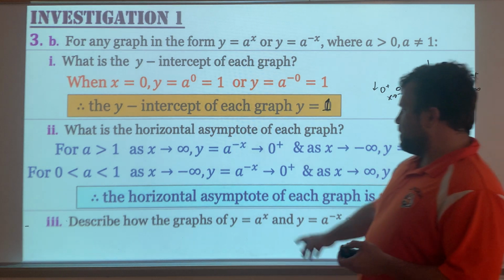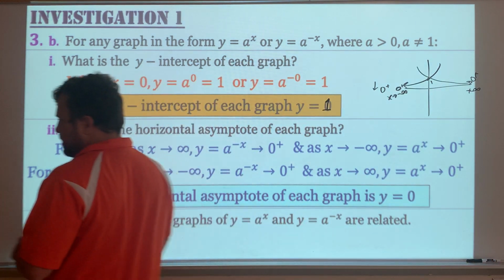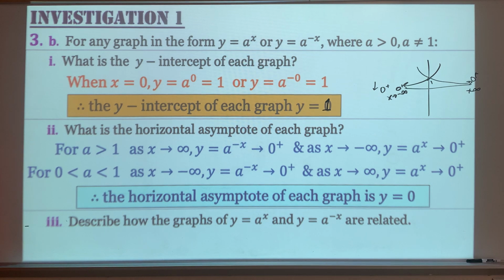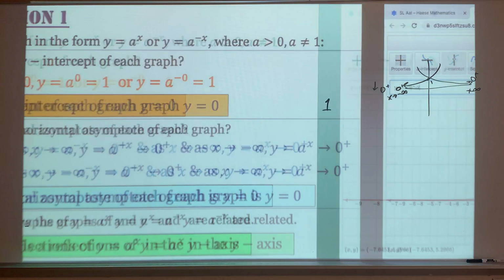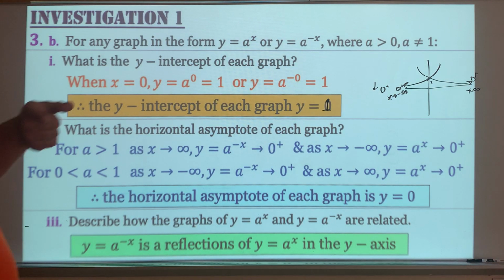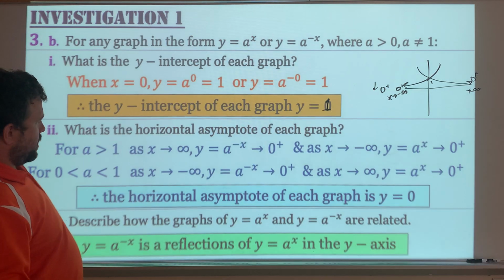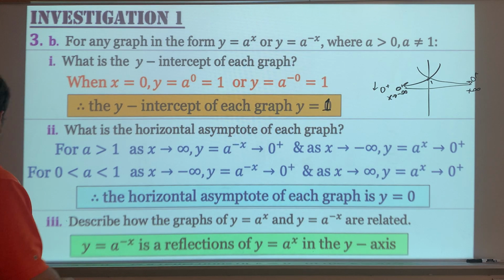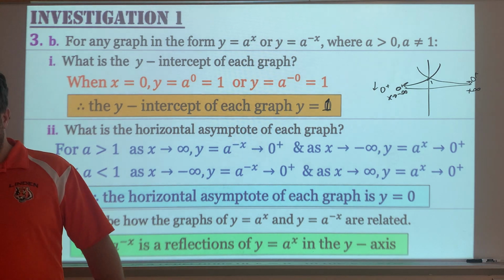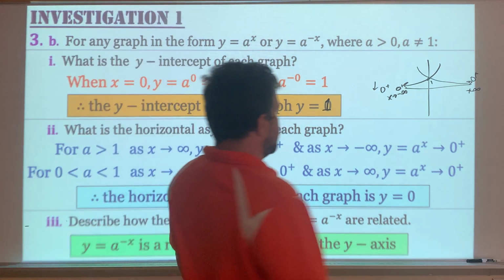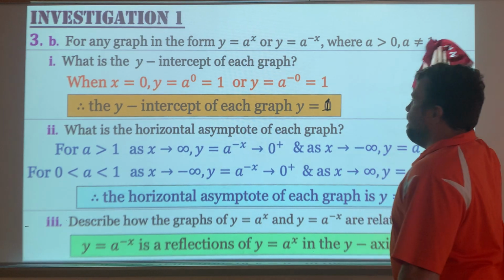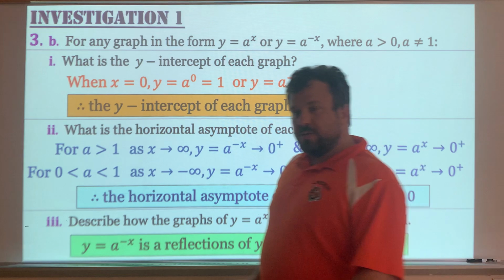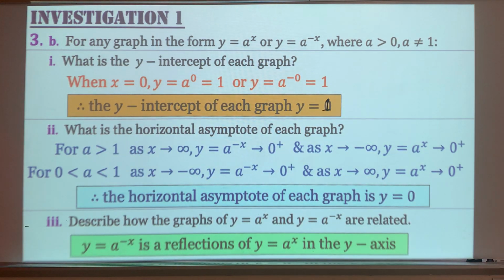Describe how the graphs of y equals a to the x and y equals a to the negative x are related. Well, we just said it. How are the two graphs related? Let's look at this one right here, the red and the blue. How are they related? They are a blank of each other. It's a reflection, and it's reflecting over the y-axis. So it's a reflection over the vertical axis. If I have a line of reflection right here, whatever you do to the left, do to the right, and vice versa. So that's another piece of the investigation puzzle.